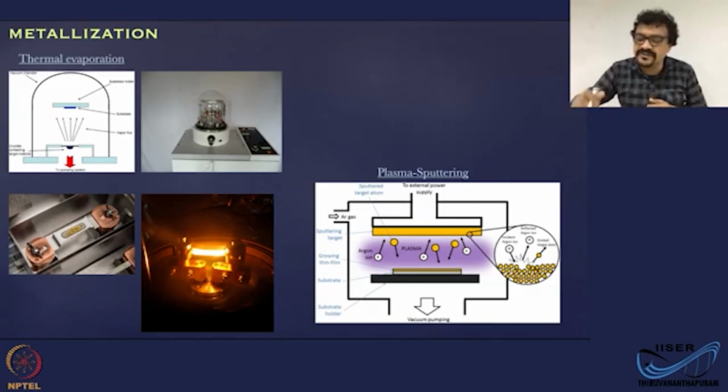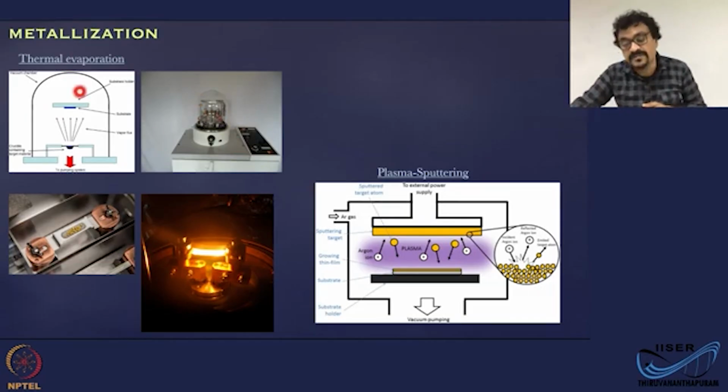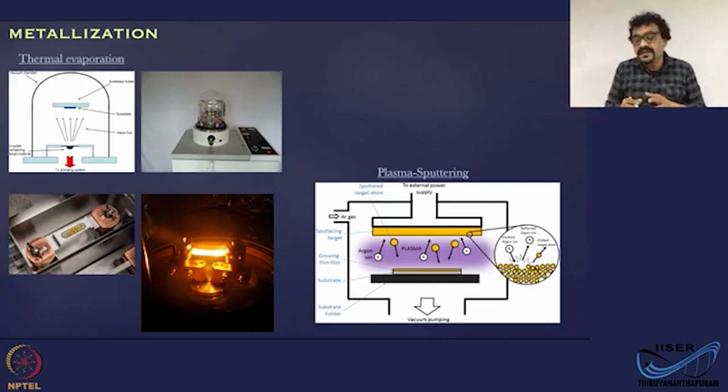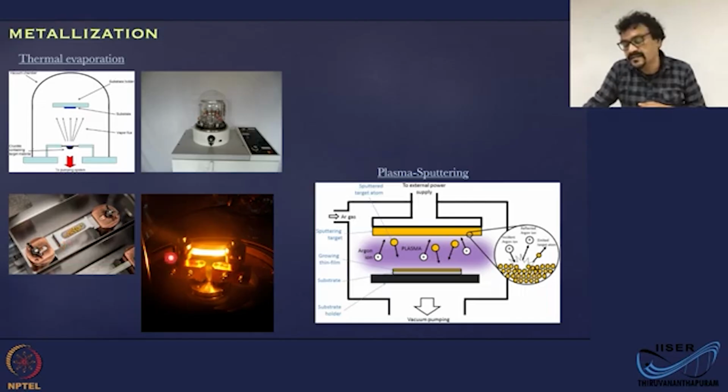And this is a picture of a simple machine which is called a thermal evaporator, and this process is called thermal evaporation. This is how you keep the material inside, and this is how it's going to look when you do the evaporation. And there is a limit on what kind of metals you can evaporate thermally, because this depends upon the melting point of the metal.